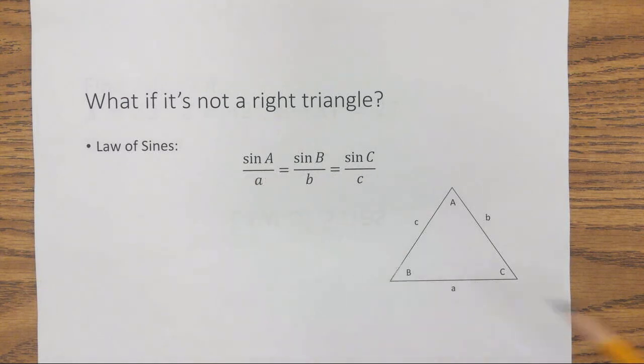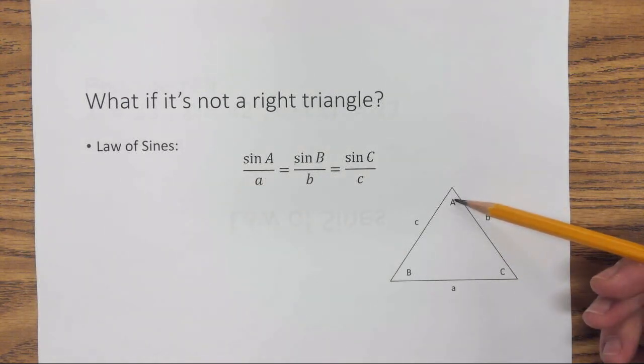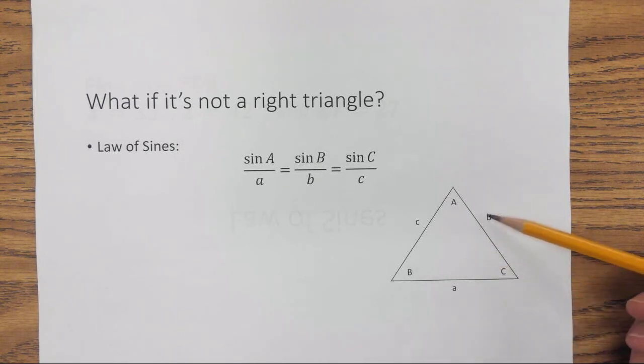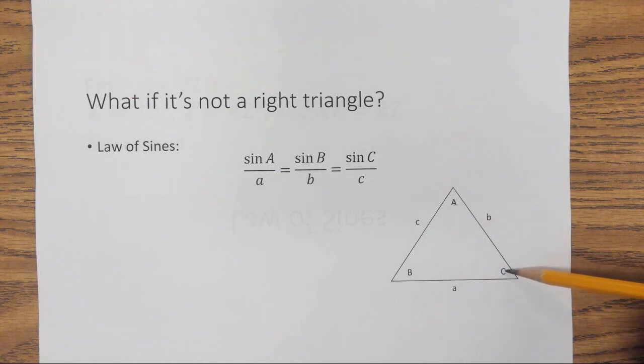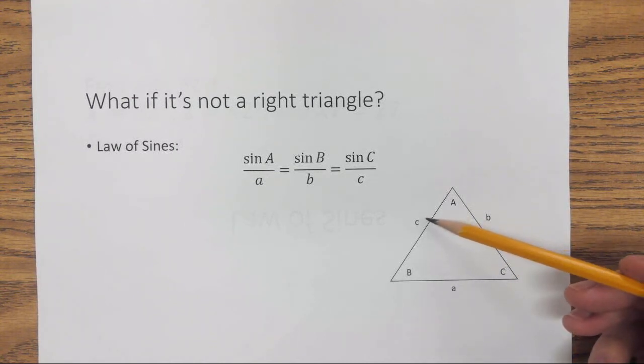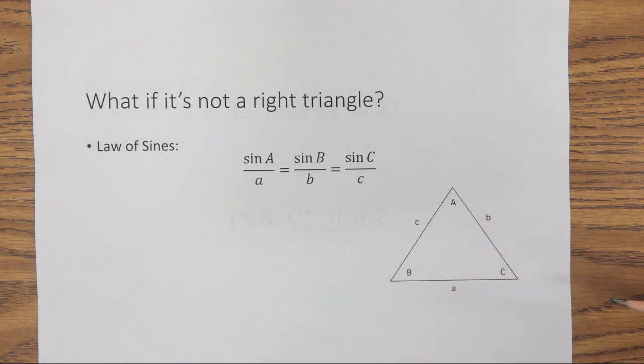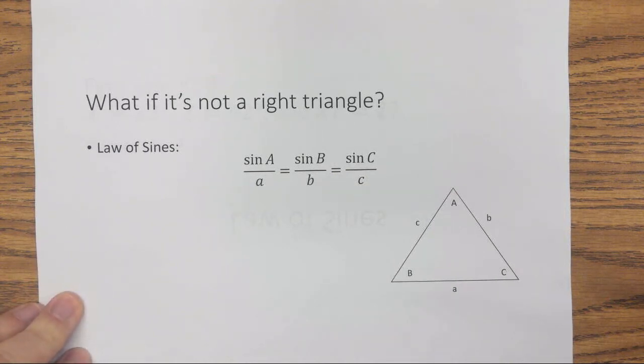So the law of sines tells us that the sine of angle A divided by side A is equal to the sine of angle B divided by side B, and the sine of angle C over side C. They're all equal to one another. So this is a way for us to be able to find pieces of triangles that are not right triangles.